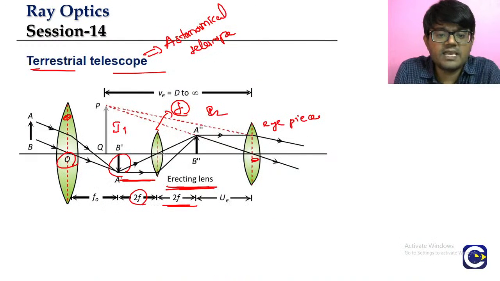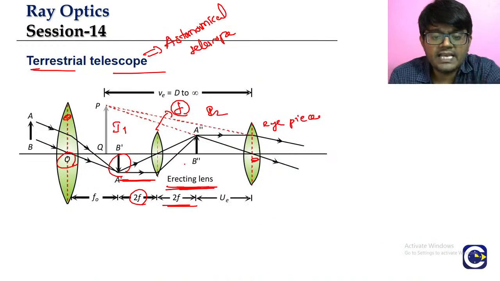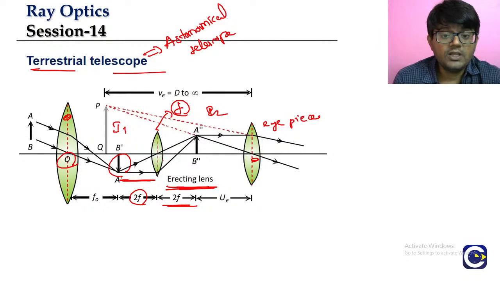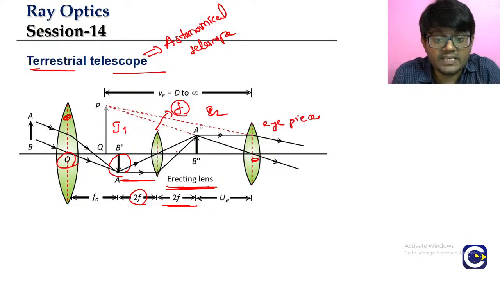But here we are just making some small modification. We are introducing an erecting lens. The I1 will be at 2f from the erecting lens. So it will form an image I2 exactly 2f. Now no magnification is happening because of erecting lens. It is just giving a reverse image. That's it. It is not doing any magnification as such.